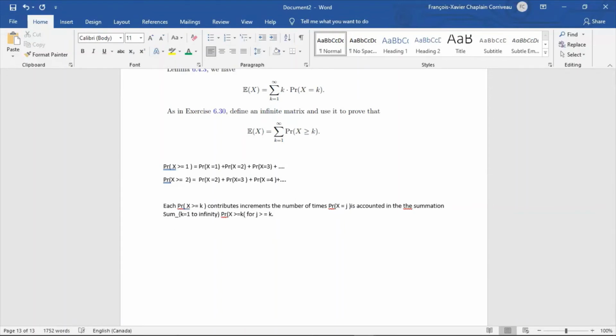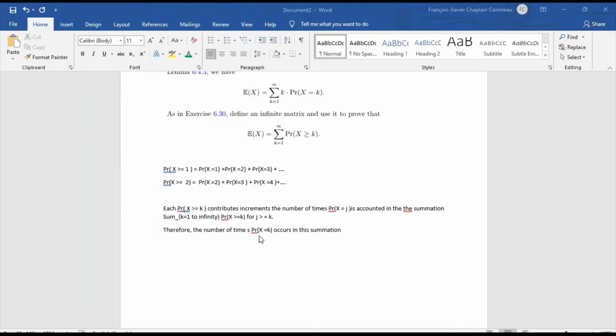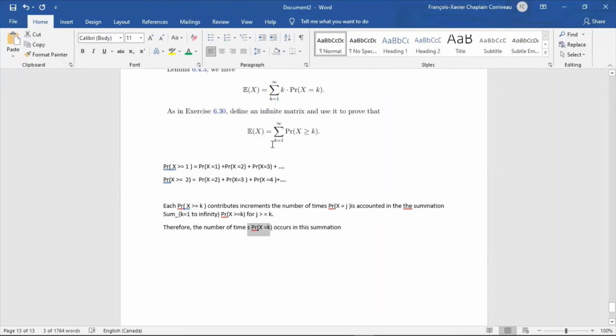So first observation, what does that mean? Therefore, the number of times the probability that X is equal to j, the number of times that the probability X is equal to k occurs in this summation is what? So knowing this, what can I say about the number of times this happened in this summation? It's exactly k times, right? How many times did this happen? Exactly k times.